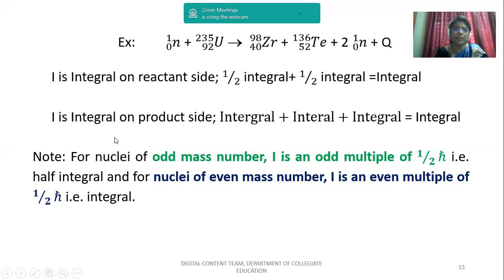Similarly, when you consider I on the product side, zirconium mass is even, tellurium mass is even, and since there are two neutrons, again it is even, along with the release of energy. Each one of them is integral, so the total value is also going to be integral. So according to conservation of angular momentum, the I on the reactant side appears to be integral, and even on the product side it appears to be integral, and it validates the law of conservation of angular momentum in this particular reaction, and similarly it can be verified for any nuclear reaction.